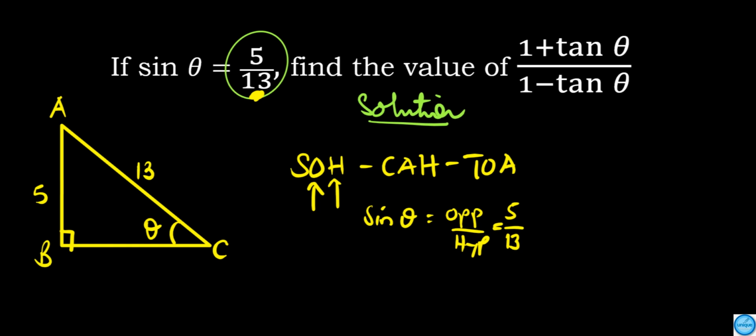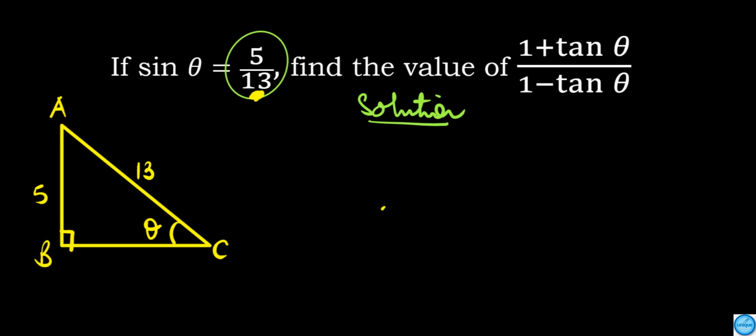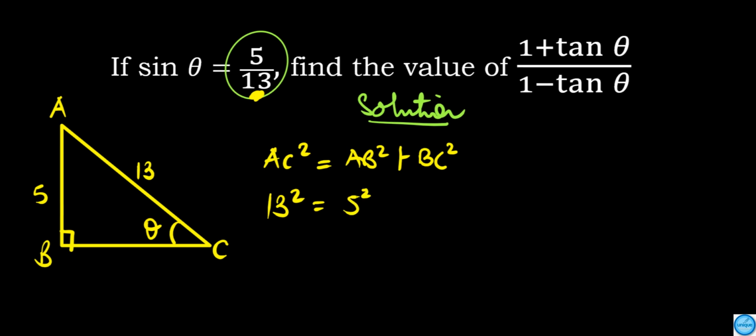Then we need to find the missing side here, BC. What we're going to do, using the Pythagoras theorem, is this: AC square is equal to AB square plus BC square. So AC square, that's 13, so we can put 13 square. AB, that's 5, so we can put 5 square, then plus BC square.